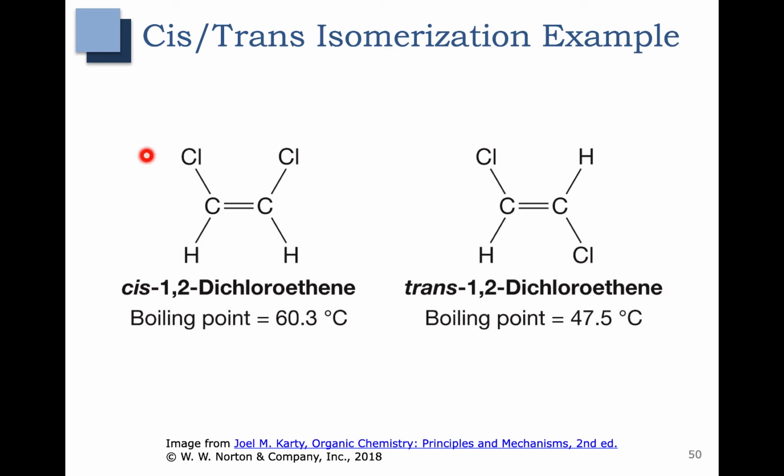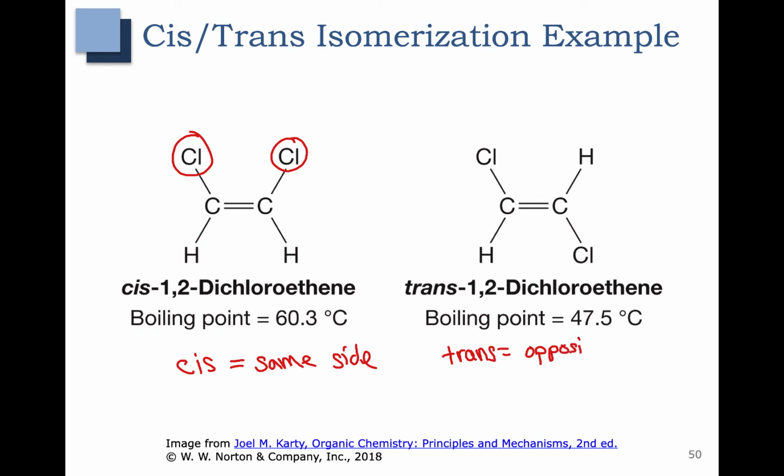The cis example is over here on the left. Cis then means same side. And you can see that the two chlorine groups are on the same side of the double bond. Trans then means opposite sides. And in the trans example here, you can see that the chlorines are on opposite sides of the double bond.